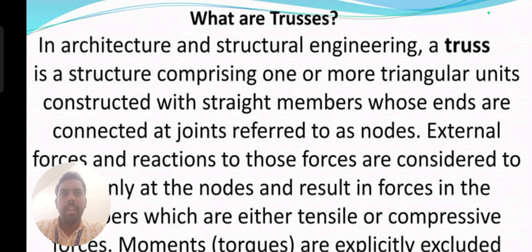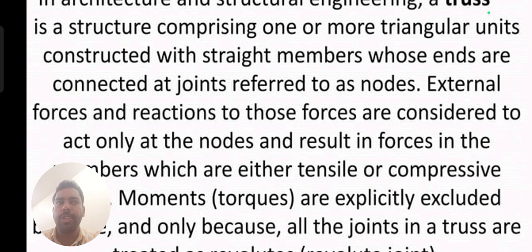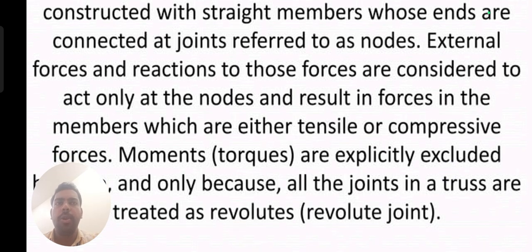In architectural and structural engineering, a truss is a structure comprising one or more triangular units. It is constructed with straight members whose ends are connected at joints referred to as nodes. The truss is a combination of nodes and members. External forces and reactions are considered to act only at the nodes, and as a result the forces in the members are either tensile or compressive.